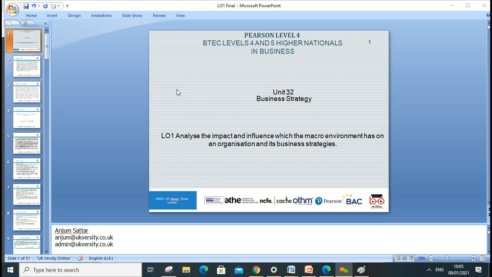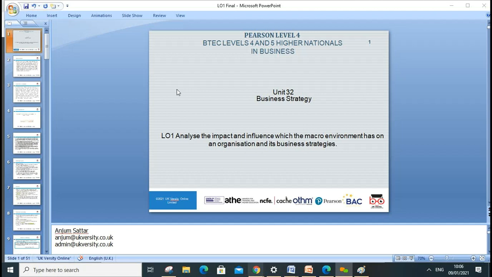So LO1 is about analyzing the impact and influence of the micro environment. Environment means the external environment, like political, economic, social, and technological, which we will discuss, on an organization and its business strategy, and what strategies we can adopt in different environments. So that's what we'll go through.